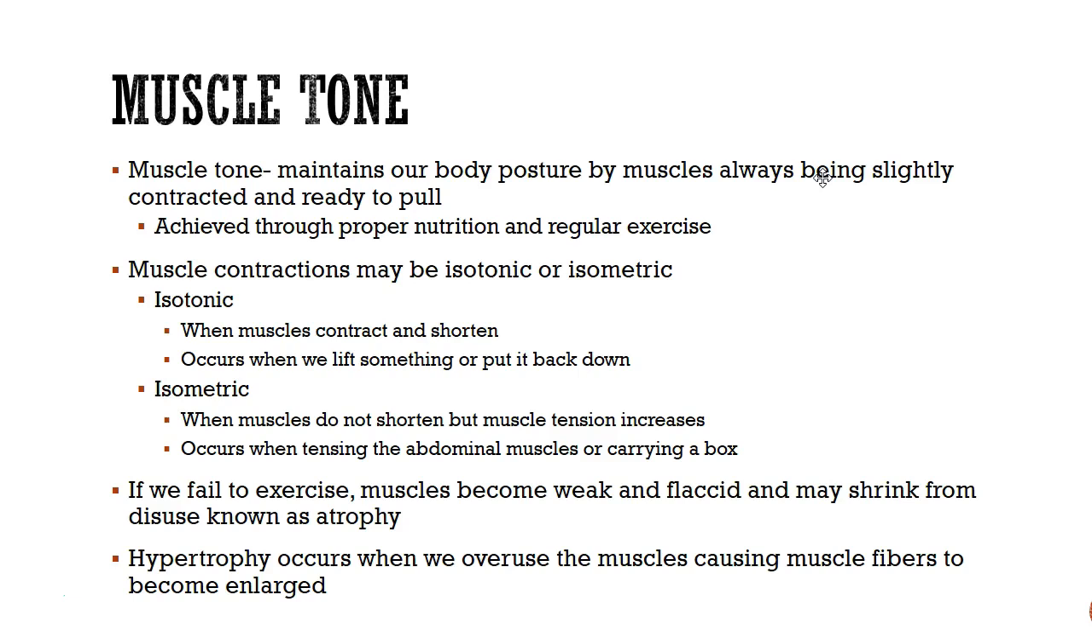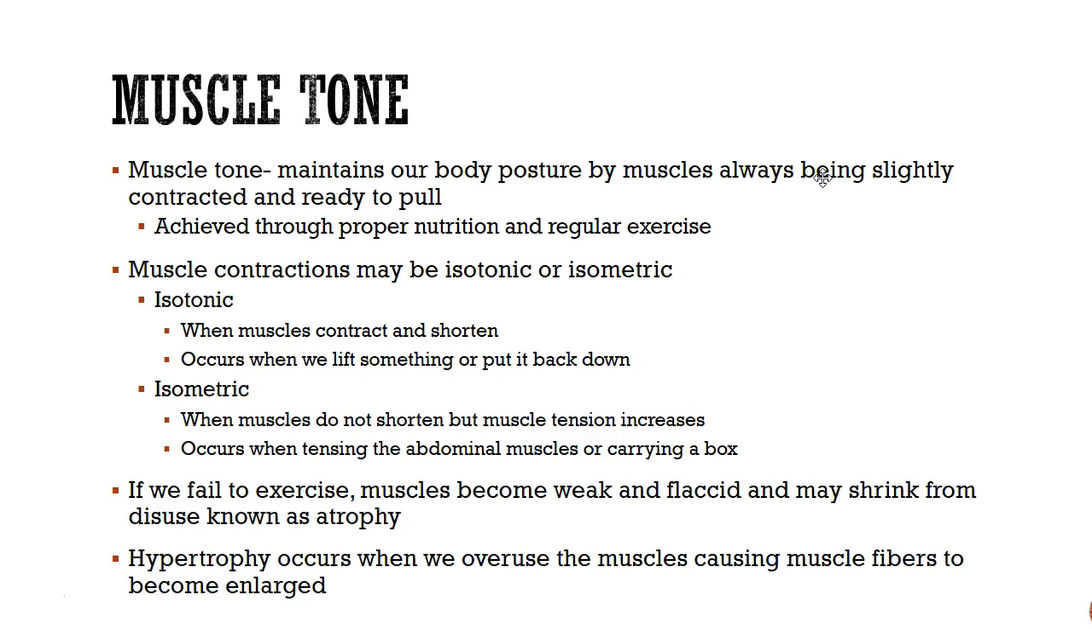Isotonic is when muscles contract and shorten and pull on a bone and move that bone, and it occurs when we lift something or put it back down. Isometric contractions occur when the muscle does not shorten, but muscle tension increases. And this would be true if we're carrying a box and we're trying to hold it in place. We're not really shortening the muscle, but we are generating force.